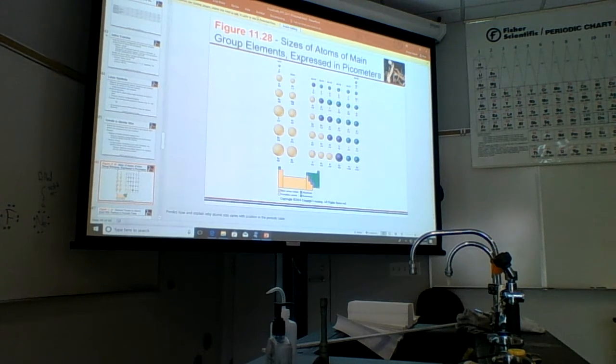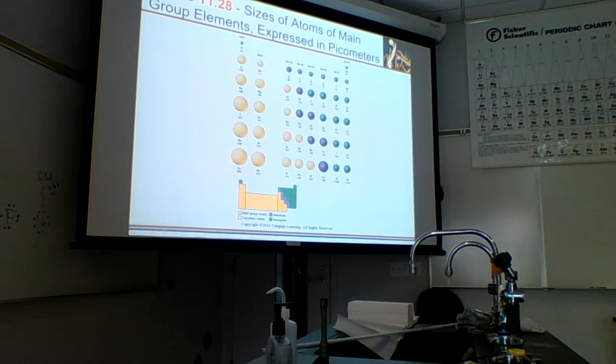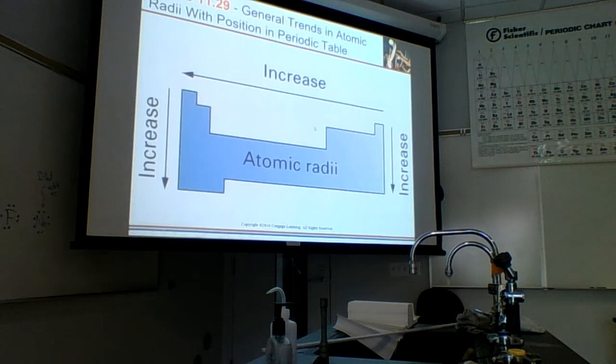Rubidium would be much more violent. Cesium would be the most violent out of this slide here. The oxidizers want to do the opposite. So you want small for oxidizers, you want big for reducers. Here's a slide summarizing the biggest atoms, bottom left, the smallest atoms, top right.